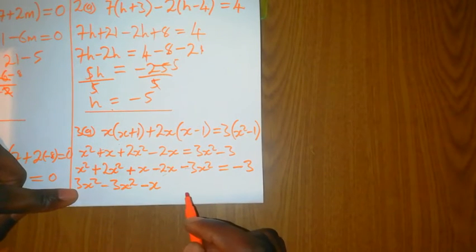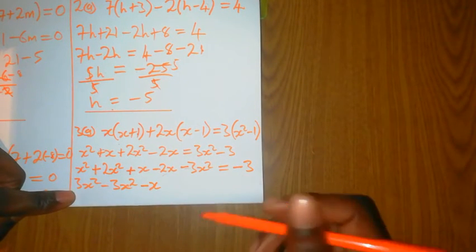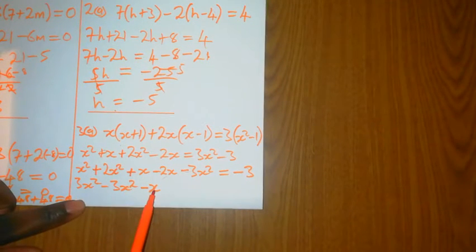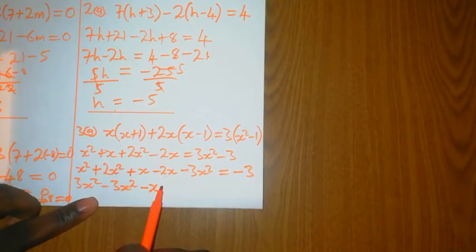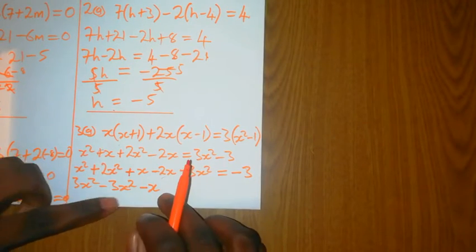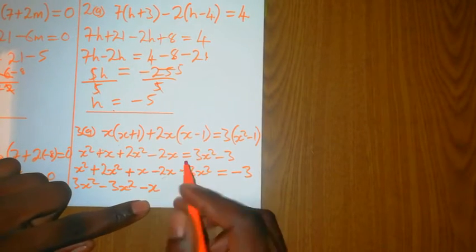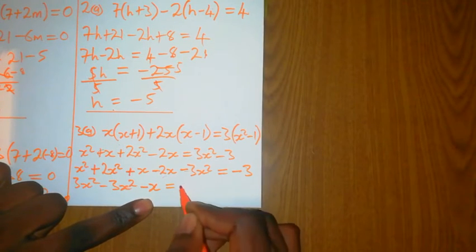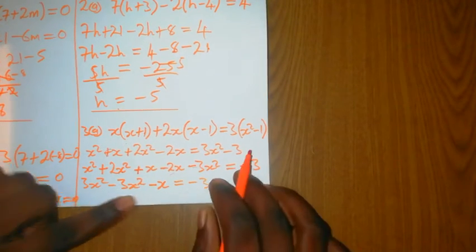You see how I'm doing my workings. I always follow up before you write. So you try to minimize your mistakes by doing follow-ups on your previous workings. So this is now equal to negative 3.